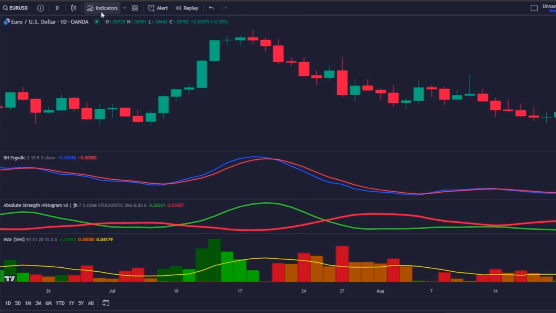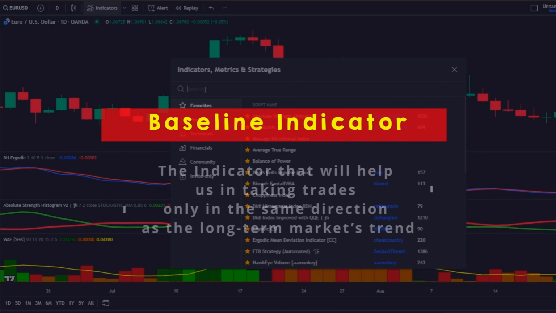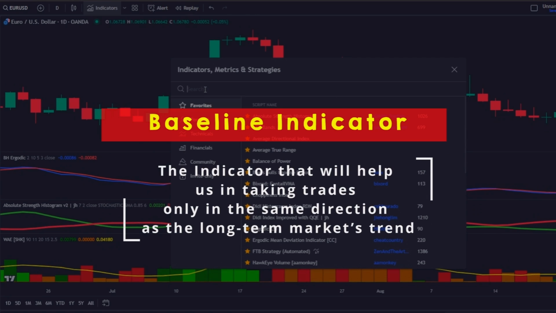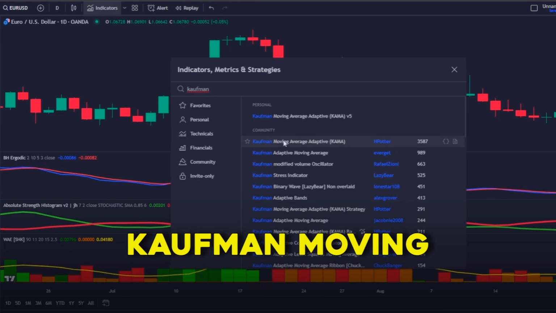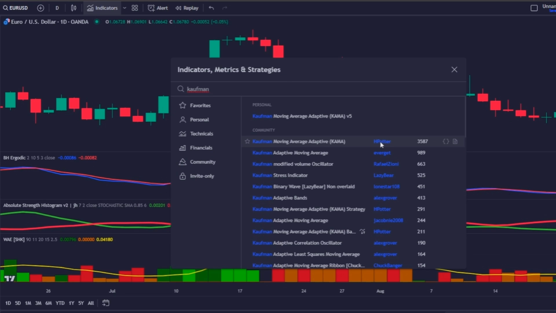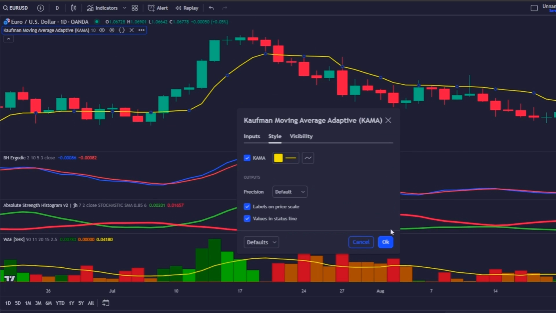Finally, let's go one more time to the indicators tab to search for our baseline, the indicator that will help us in taking trades only in the same direction as the long-term market trend, which is going to be the Kaufman Adaptive Moving Average, and you can use this one here. We will just need to change its length to 10. In my case, I will also change its color to yellow.